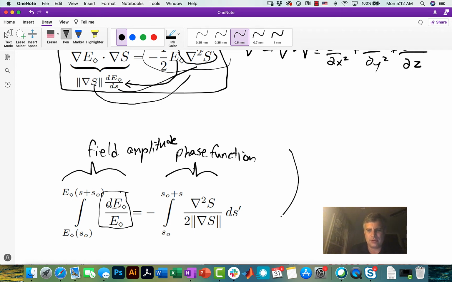So recall, we had eikonal functions. S is the distance from some starting point on a wavefront, marching it forward. And so we're going to integrate this from an initial value of E at S naught to a point of observation value E diamond at S.